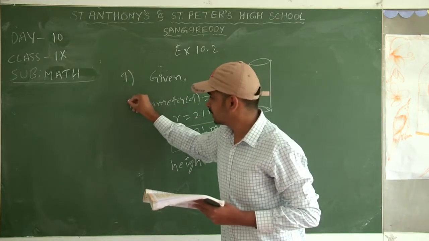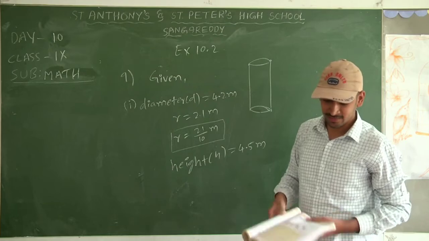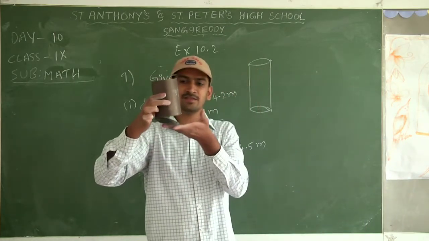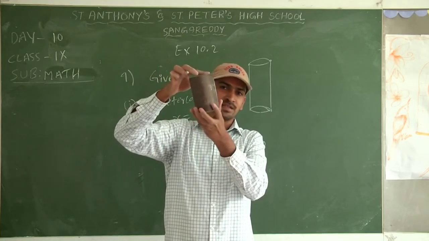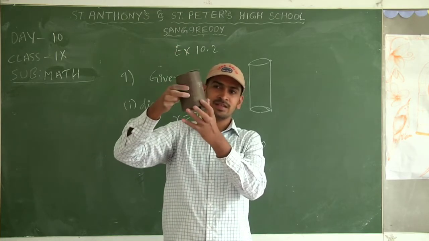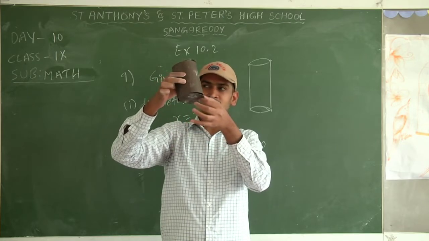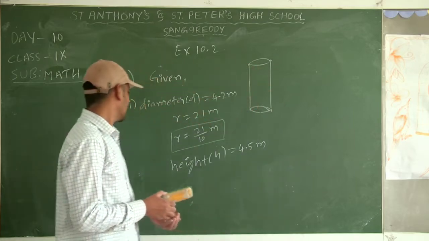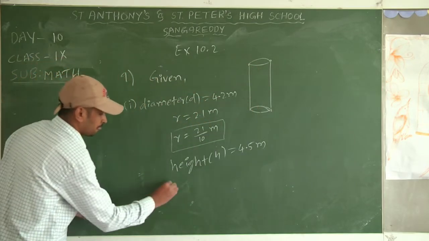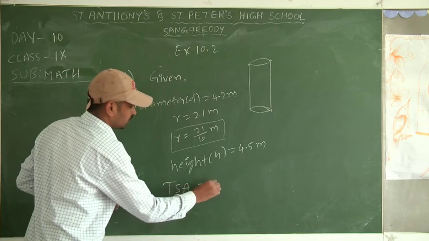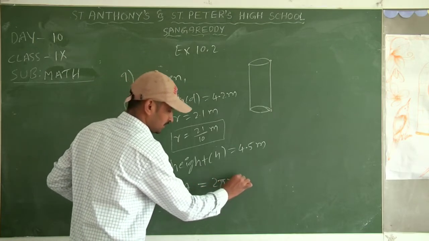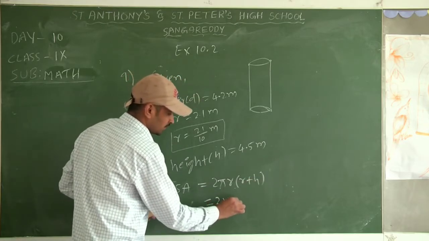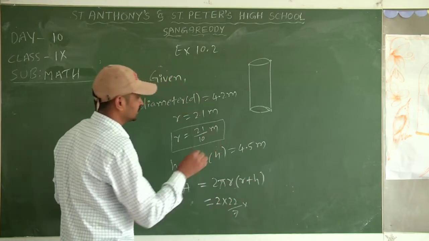There are two problems. In the first problem, you have to find the total surface area of this closed cylinder. For this, you have to find the total surface area, nothing but area of the top, area of the curved surface, and area of the bottom. So we have to apply the formula. TSA of a cylinder equals 2 pi r (r plus h), that is 2 into 22 by 7 into r.